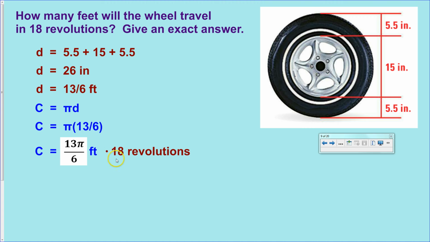So if you had to do this multiplication, for instance, you would write a 1 under the 18 and then find anything on top with any factors on top and bottom that are shared, and you can cross them off. Like in this case, 18 is really 6 times 3, so you cross off a 6 to get rid of that denominator, and a 3 remains up on top. The 3 can be combined with the 13, so you get 39 pi over 1, which is just 39 pi feet.